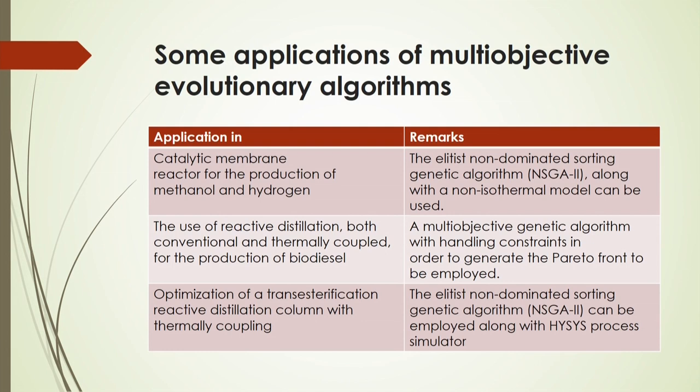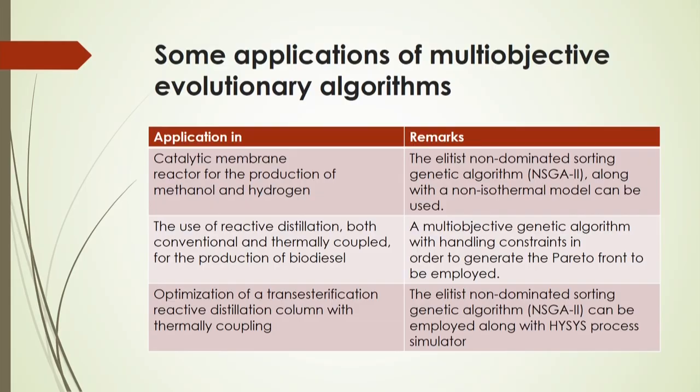Some applications of multi-objective evolutionary algorithms are given here. Any process intensified phenomenon has different objectives when executing a particular process synthesis. In that case, you have to solve those multi-objective operating conditions with evolutionary algorithms. So, what are some special applications where you can apply evolutionary algorithms based on multi-objective functions? One application is the catalytic membrane reactor for the production of methanol and hydrogen.